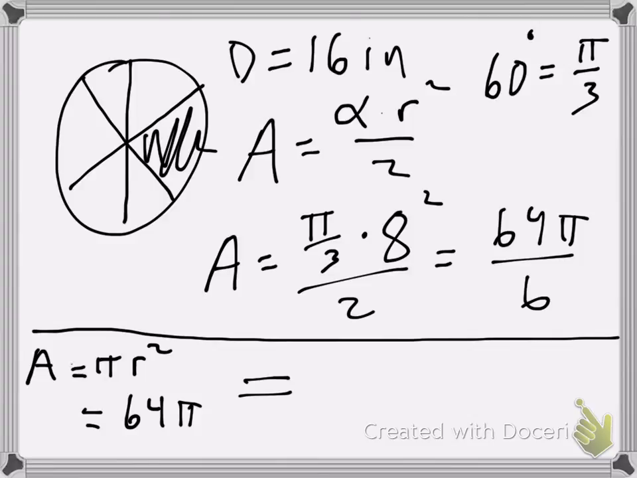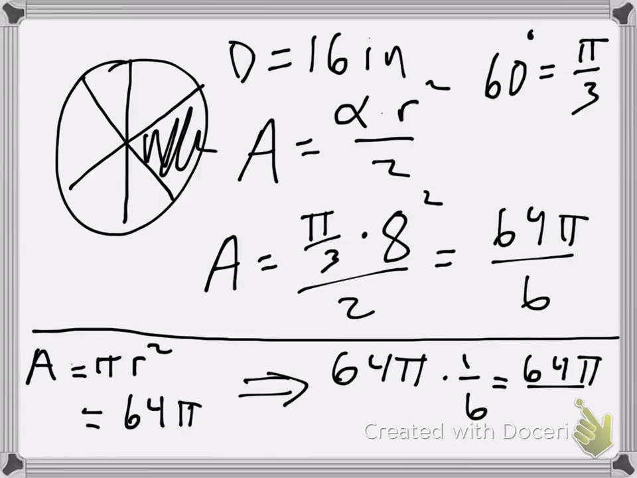So 64 pi times 1 over 6 gives us 64 pi over 6, which is the same answer that we had above. And again, just punch this into the calculator.